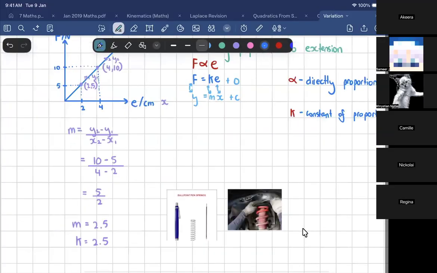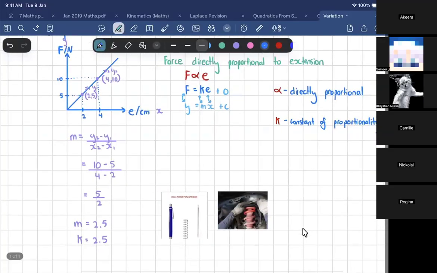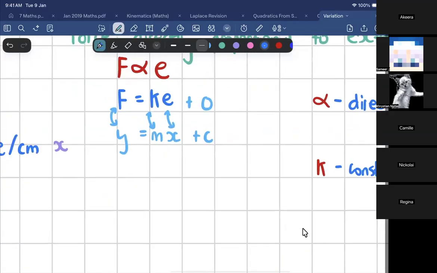So we just found k to be what? Salma, Hannah, we just found k to be what? 2.5. Good. So if I were to write my relationship, I now know what k is. So I could say that F is equal to what? 2.5. Right? 2.5 by E. Good. 2.5 by E.